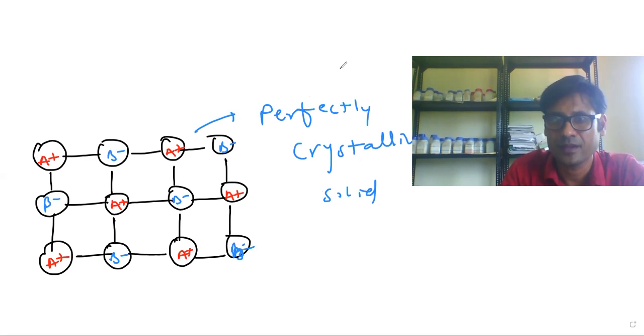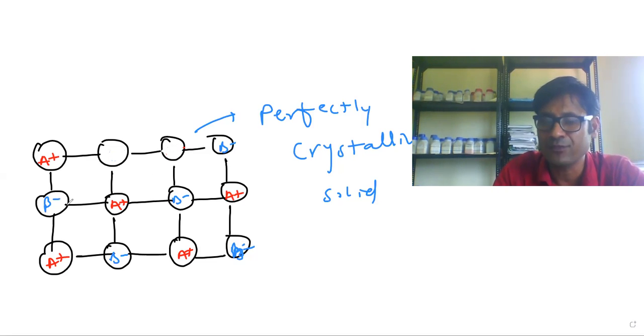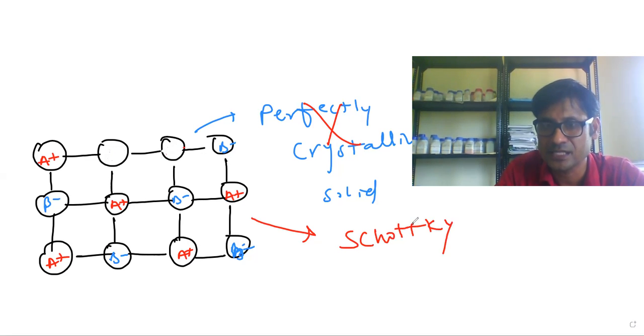But if in these ions, one anion and one cation are missing from here, this is called Schottky defect. It means one cation and one anion are missing from there. If two cations are missing, then two anions are also missing. Means the same number of cations and anions are missing. This type of defect is called Schottky defect. So this is not a perfectly crystalline solid, but this is the example of Schottky defect. Clear?